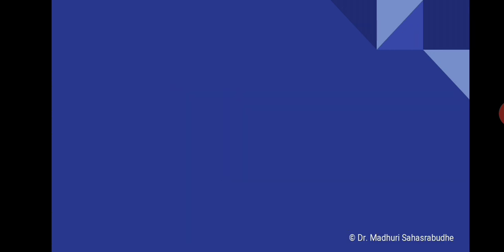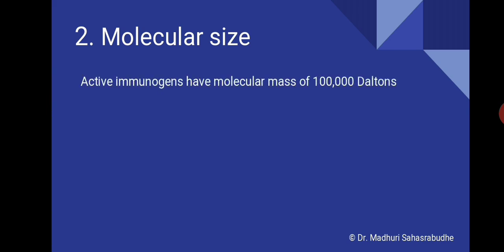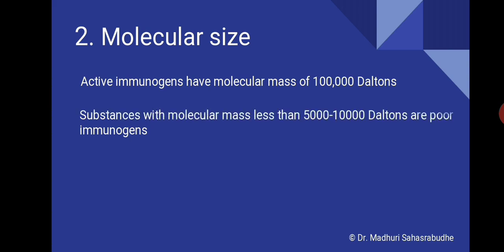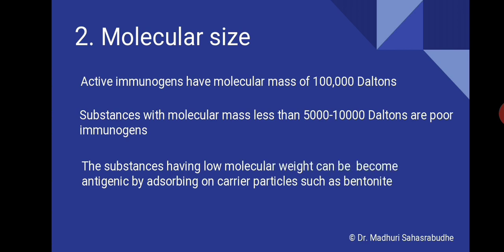Second factor is molecular size. The active immunogens have molecular mass of 1 lakh Daltons. Substances with molecular mass less than 5000 to 10,000 Daltons are poor immunogens. The substances having low molecular weight can become antigenic by adsorbing on carrier particles such as bentonite.